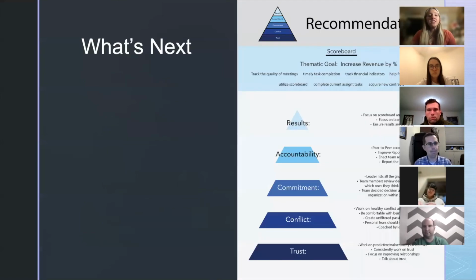So we've attached the handout that we're going to give you. These are our recommendations and tools that we believe will best benefit your team in order to work on your trust, conflict, and commitment to increase your accountability and results. We've also included a suggestion for a scoreboard. This is not something that you have to take literally. You can just take these suggestions and then take them back to your team and move forward from there based on what your team agrees upon.